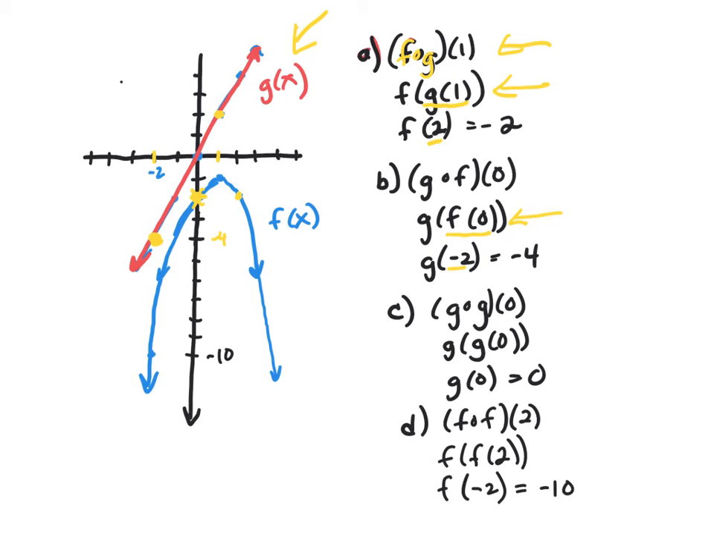Part C, g of 0. Rewrite it in this form. G of 0. What is g of 0? G of 0 is 0, because when x is 0, y is 0. And then do that again, you get 0.